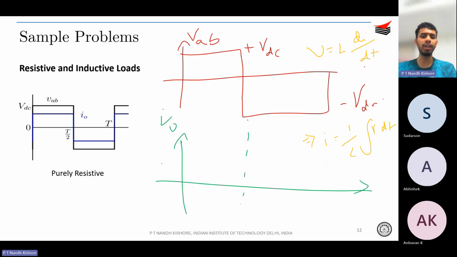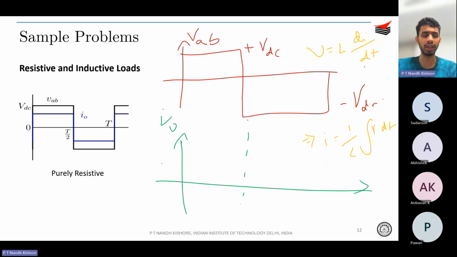So as I was telling, if you have a square wave as the voltage across your load, and if the load is an inductor, just follow V is L times di by dt. Therefore your I, or the inductor current, is going to be 1 by L times integral V dt. So if you integrate this VAB, this square wave, you are going to get your inductor current. Simple, right?